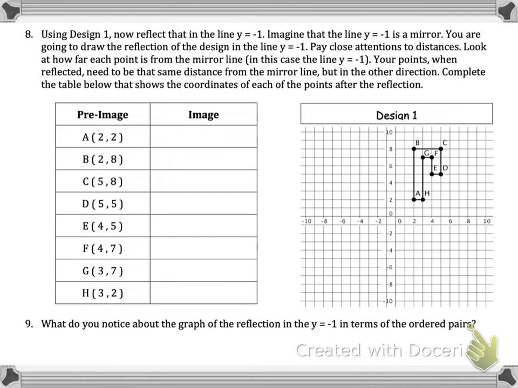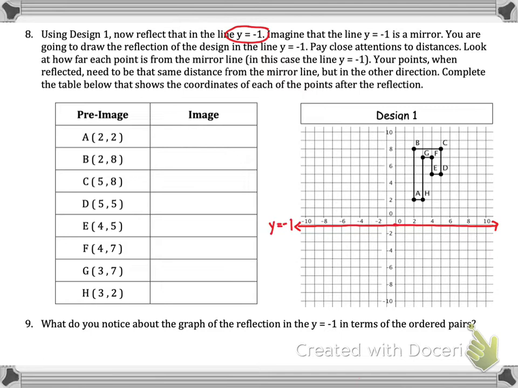Okay, guys, together we're going to do these reflections in lines other than the y or x axis. So what we want to do is look at, in this one it first says to draw your reflection in the line y equals -1. So we have to go to the y-axis and find -1 on the y-axis. And on the y-axis, -1 sits right here. So the line y equals -1 would be a horizontal line lying at -1.